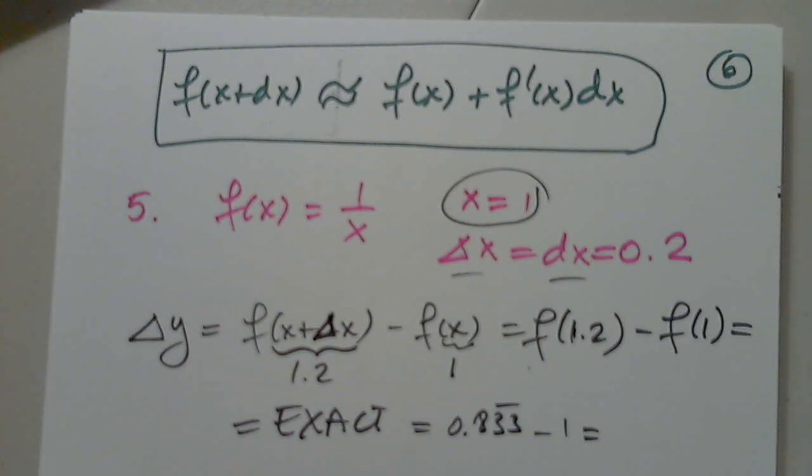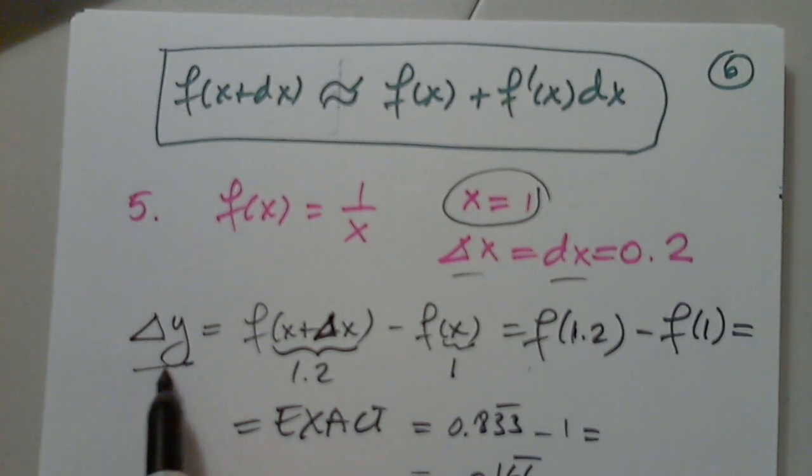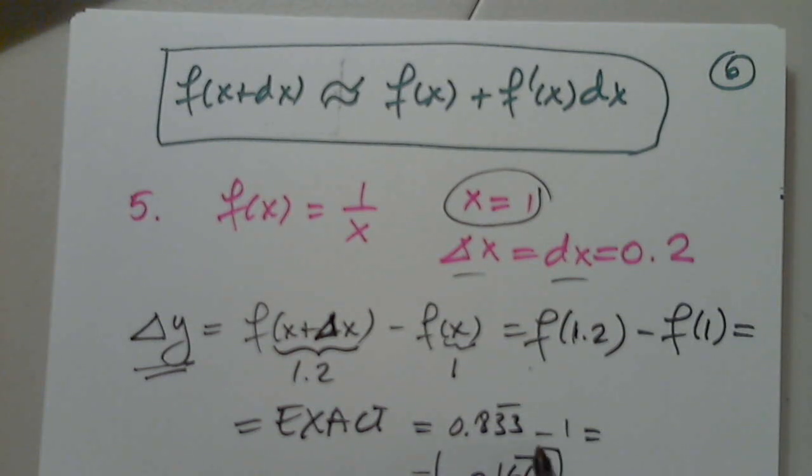So better to do this, 1.2 to the power -1, and -1. That was better. So -0.1666, roughly. Or I put the bar on top, and that's exact. So this is the exact change.